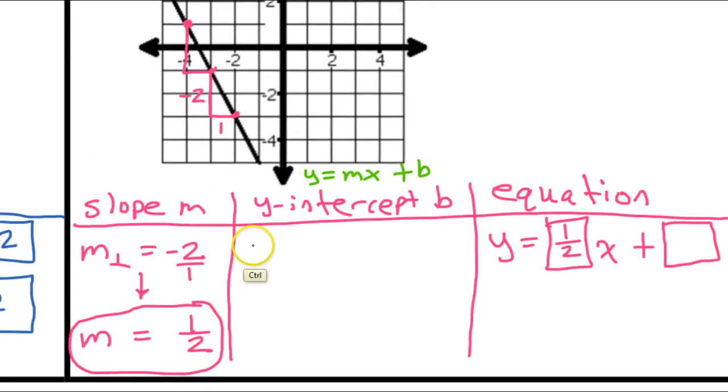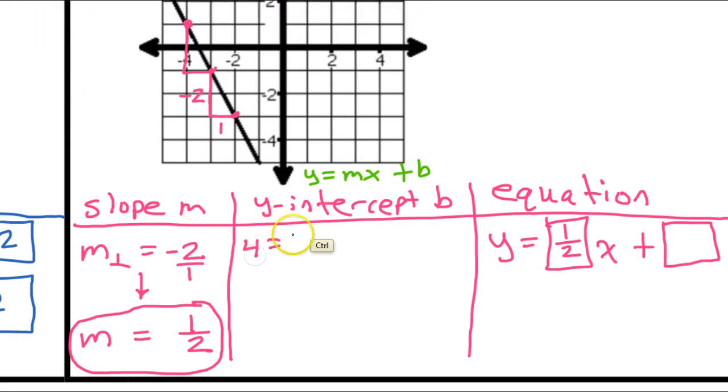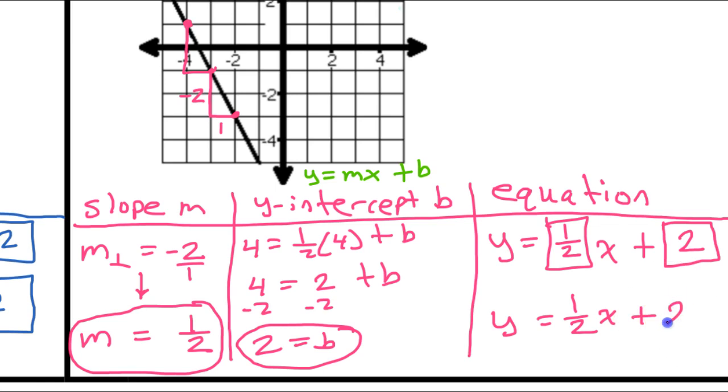So y equals becomes 4 equals. And then m is 1/2, and x is 4 again, and then plus b. Half of 4 is 2, so I have 4 is equal to 2 plus b. Subtract 2 from both sides, so that's 2 is equal to b. So b is 2. So that goes right here. So the final answer is y is equal to 1/2 x plus 2.